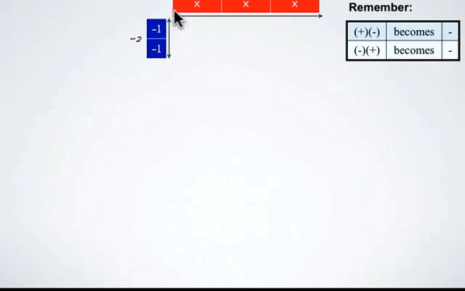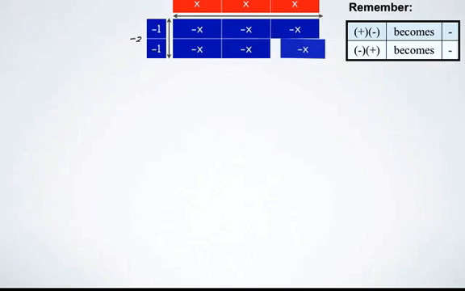So when I come over here, I have a positive x and a negative 1. Different colors, a red and a blue, I have to fill it in with a blue. Same thing here. Red, blue is blue. So I fill in all the spaces with blue tiles, and when I count them up, I end up with negative 6x. So the area created by those two numbers is negative 6x.